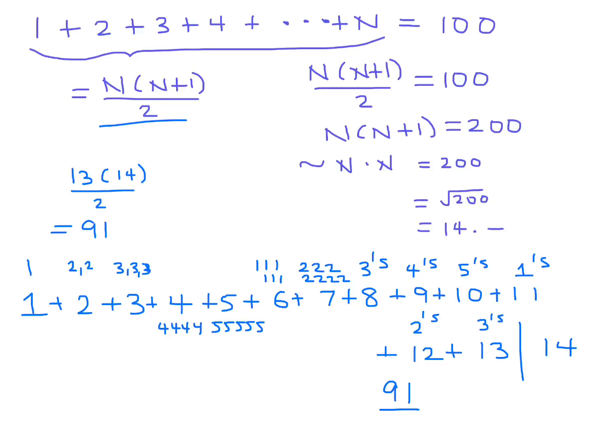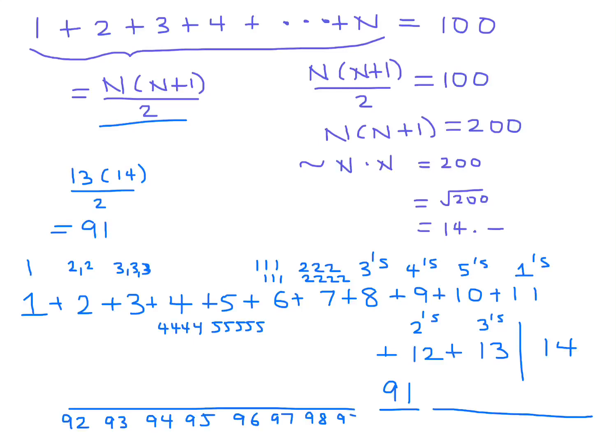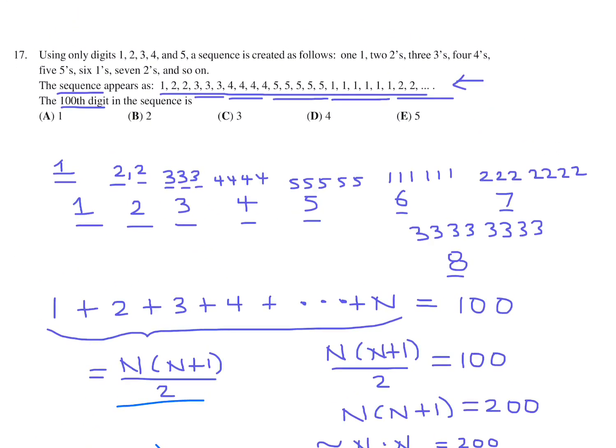And then we get to the final 9 numbers because we want the 100th digit. So we've got, if we write them over here, 92, 93, 94, 95, 96, 97, 98, 99, and the 100th digit. And these are going to be 4s, correct? Because right before it, you had 13 3s. So the 100th digit is going to be a 4. So the answer here is D.